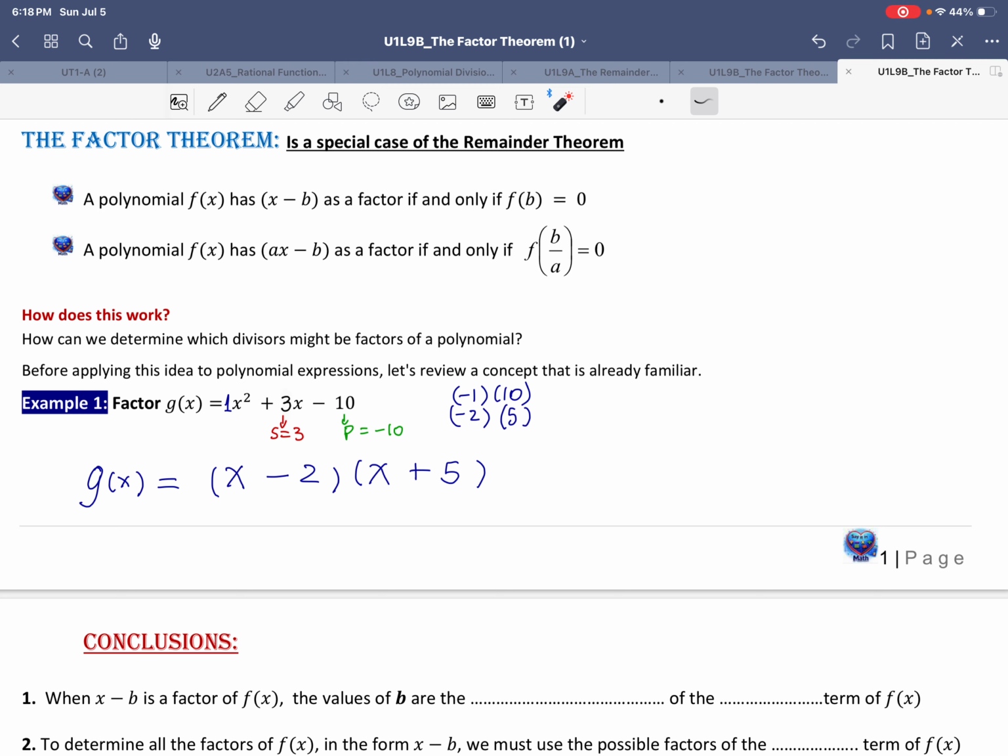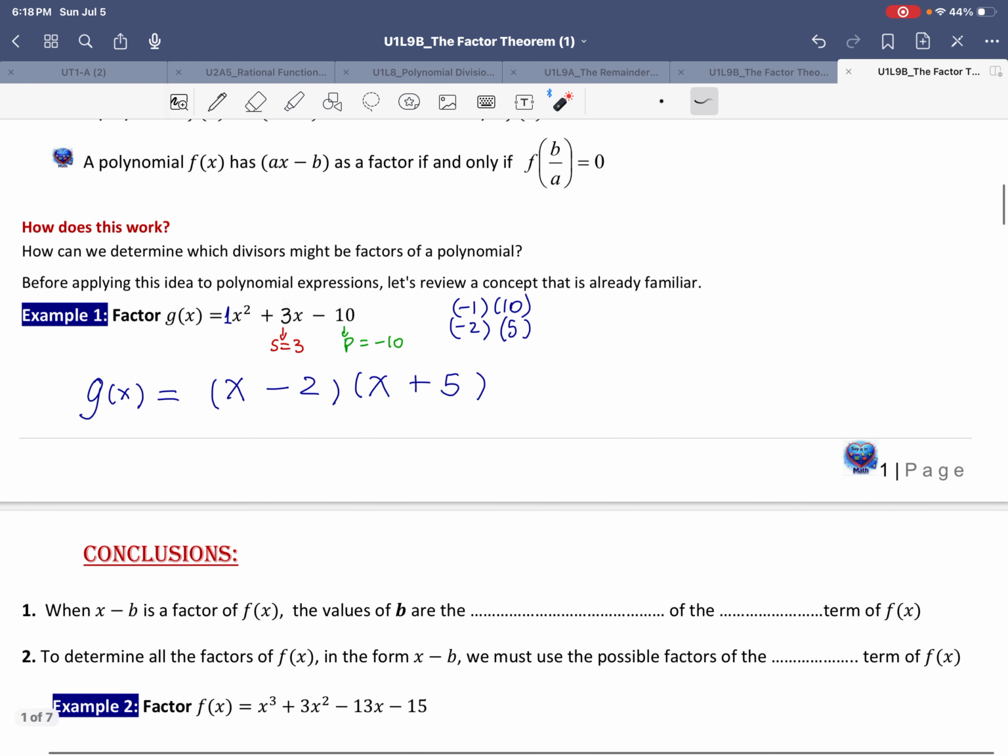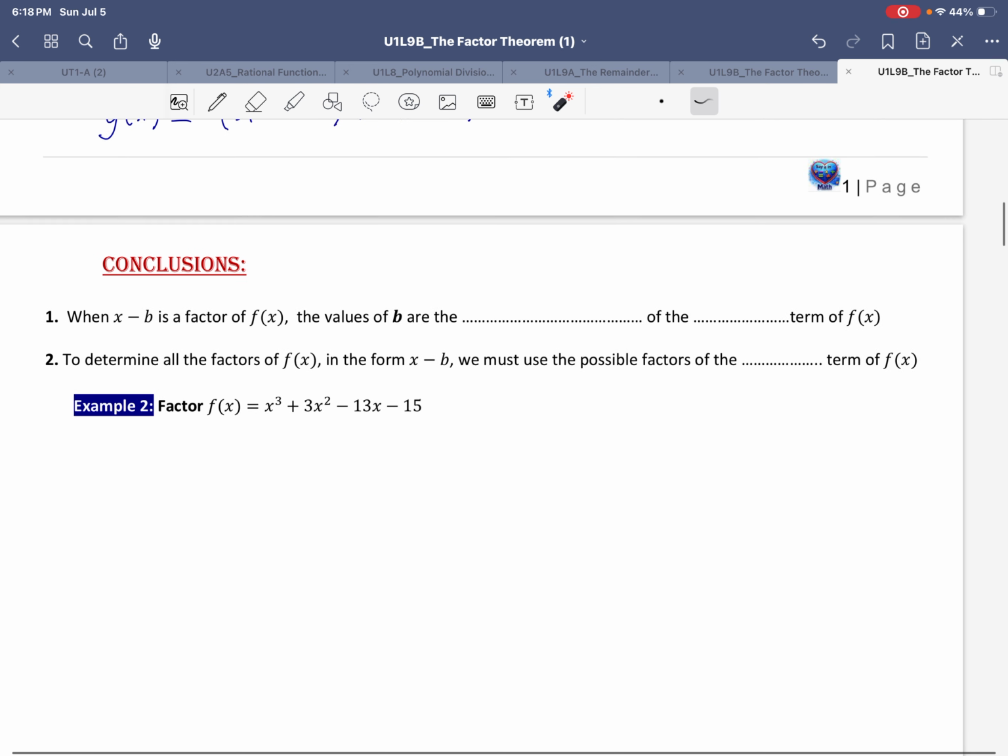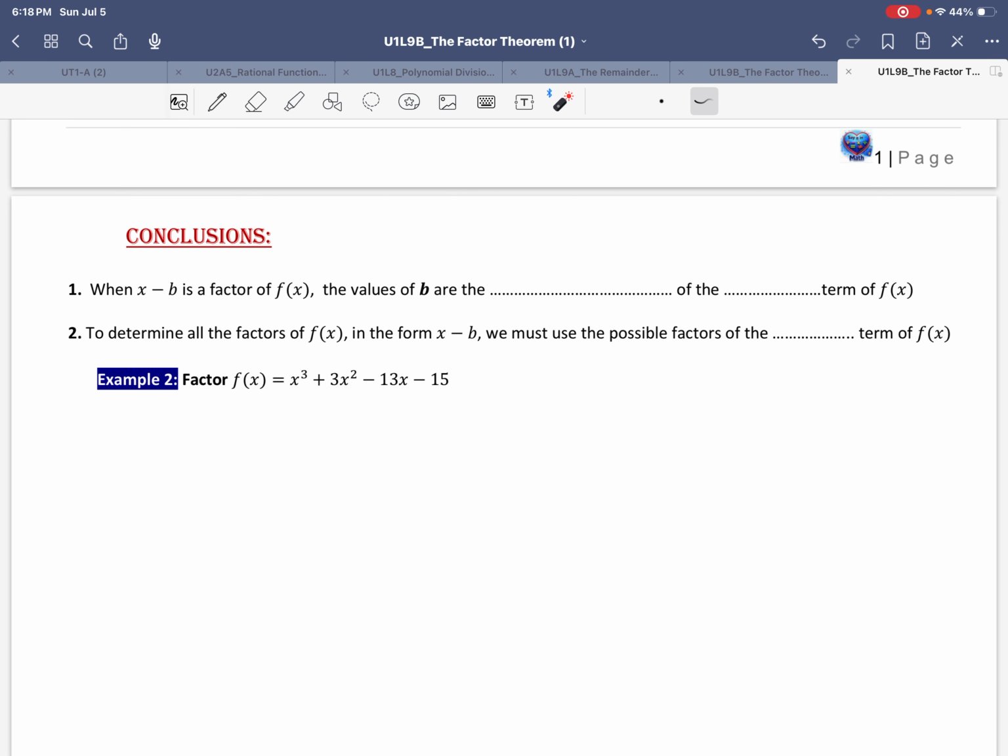So this idea can be extended to higher degree polynomial functions. Whenever we search for factors of a polynomial function, our focus will be on the constant term of the polynomial. Let's take a look at some examples. Before we do that, we'll say that when x minus b is a factor of f of x, the values of b are the factors of the constant term. So we are summarizing what we were explaining.